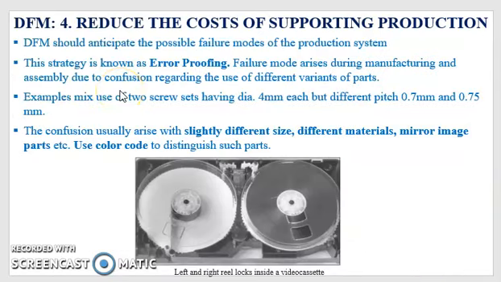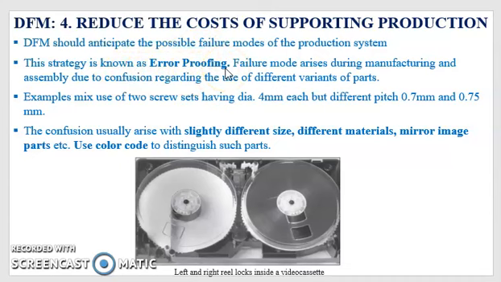Second guideline to reduce the cost of supporting production is error proofing. DFM should anticipate the possible failure modes of the production system. This allows them to take appropriate corrective actions early in the development process. This strategy is known as error-proofing.